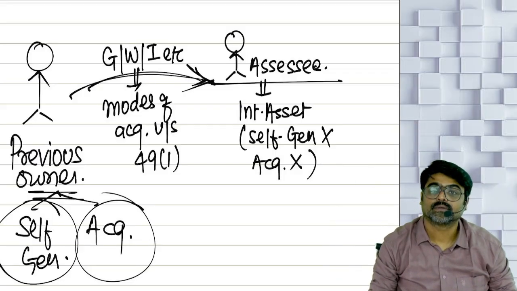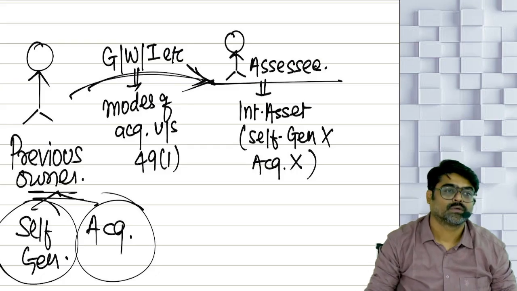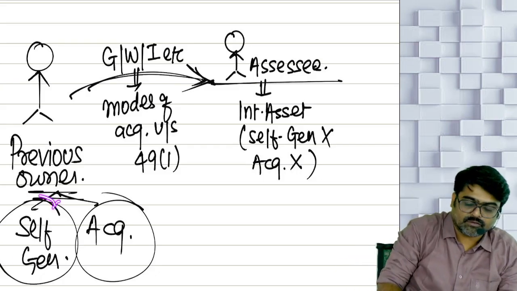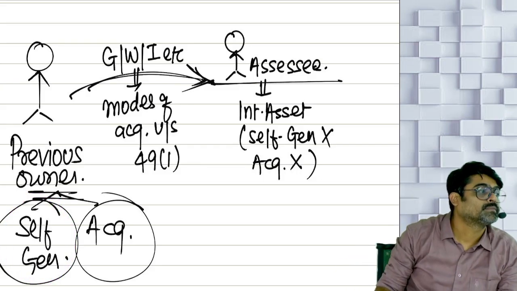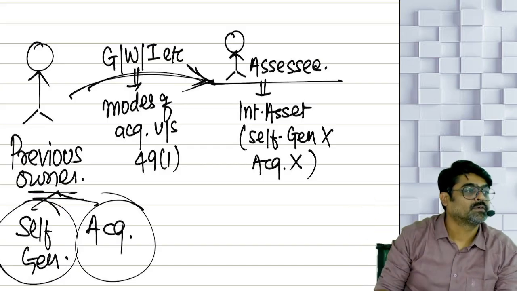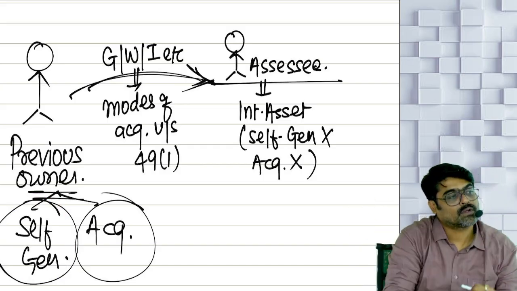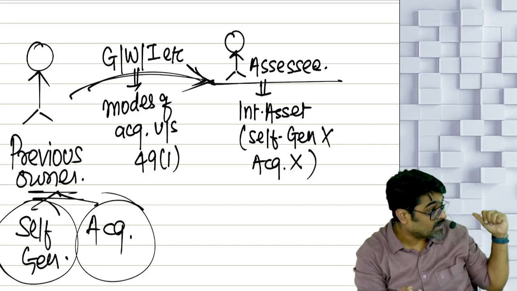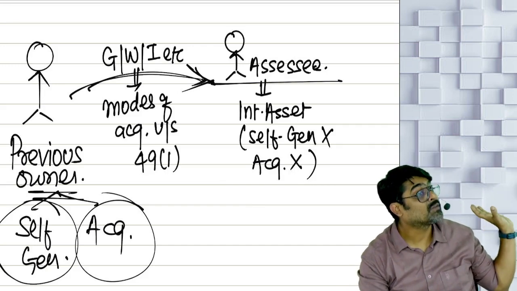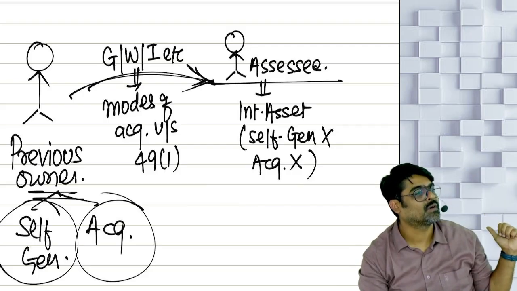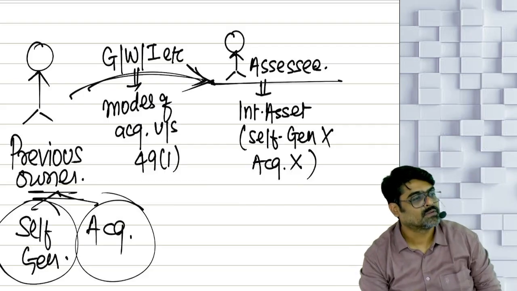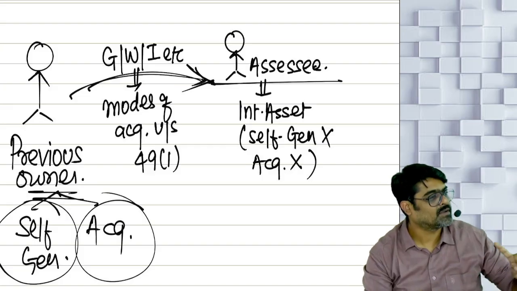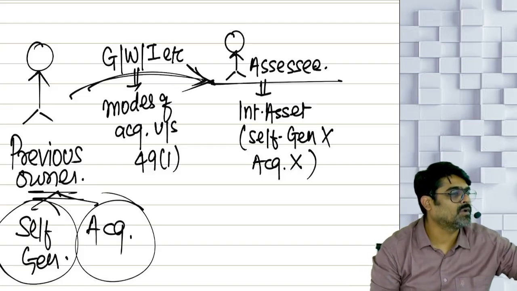Understanding? So if the previous owner self-generated and then gifted you, what is the cost of the previous owner? Nil. In the hands of the previous owner you will apply 55(2)(a), because he has self-generated. So what will be his cost? As per 49(1), that will be deemed to be your cost. Your cost will also be nil.